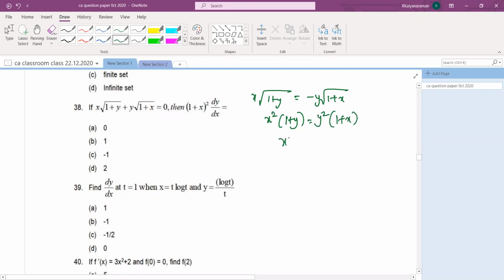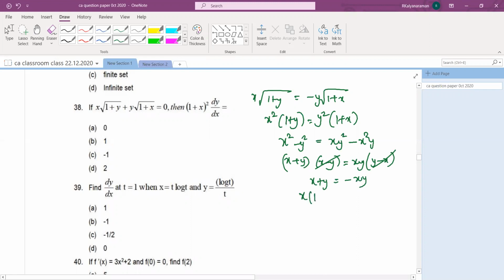So x square minus y square is equal to xy square minus x square y. So x plus y into x minus y is equal to xy into y minus x. When you cancel this, you will get a minus 1. So x plus y is equal to minus xy, or y into 1 plus x is equal to minus x. So y is equal to minus x by 1 plus x.